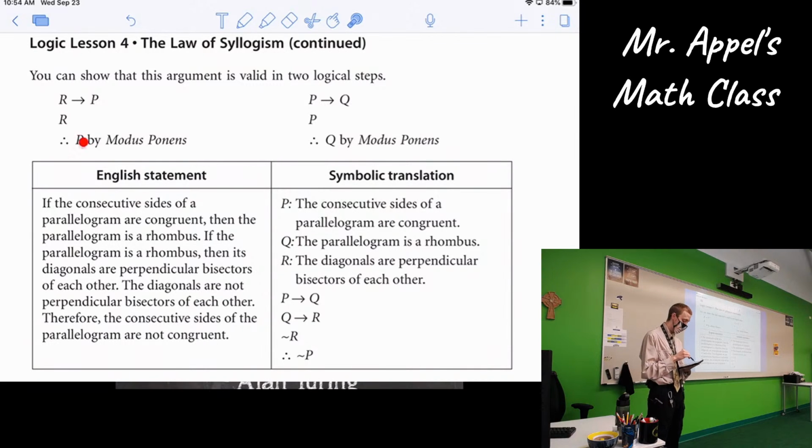And now that's a new statement I can apply and use on the if P then Q. I have the P, therefore Q, also by modus ponens. Okay? Just like that problem from Monday. You can use either method, you'll get the same answer.